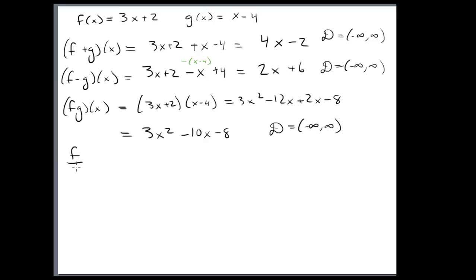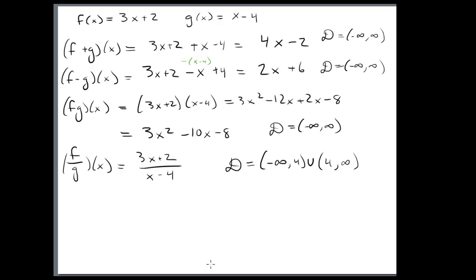And lastly, we could find f divided by g of x, which would be 3x plus 2 divided by x minus 4, and this doesn't simplify and there's nothing we can really do with it, but we do know that the domain x cannot be 4, so I'm going to write up these intervals and leave 4 out of them. Alright, so that's the domain, and that's combining these functions.